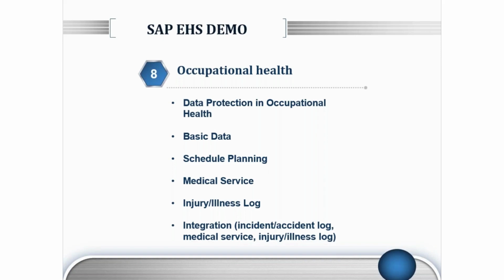Those things we'll see in injury illness log. And then integration, like I told you, it is connected with other components. Mainly, it is connected with our industrial hygiene and safety. So from incident accident report, you can jump to your injury illness log, and from injury illness log, you can access medical service. They are all connected together. That is what is known as integration, and we are going to see that.